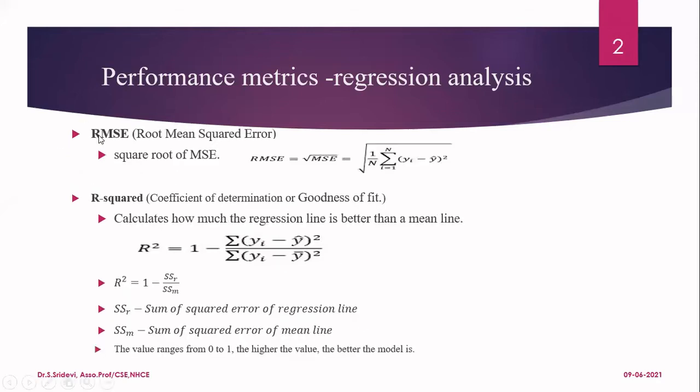Next, another term is RMSE. RMSE stands for root mean squared error. We already know what MSE, mean squared error, is. You simply find the square root of that. That is going to give you RMSE.